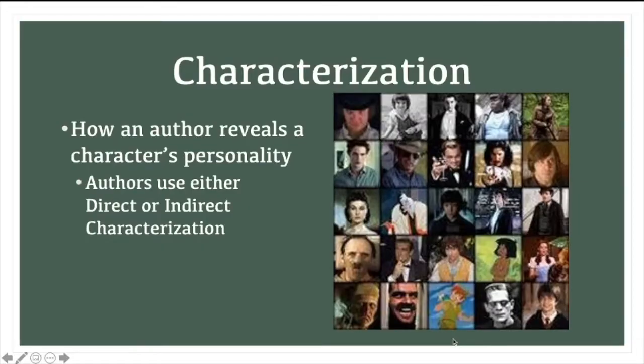Now we're all familiar with characters in a story, and we've talked a little bit about protagonist and antagonist, and we've talked about static and dynamic types of characters. So we're familiar with the types of characters, the people that are in the story, but characterization has to do with how the author reveals a character's personality to us. And there's two ways that an author does that. It's through either direct characterization or indirect characterization. So let's start with direct characterization.